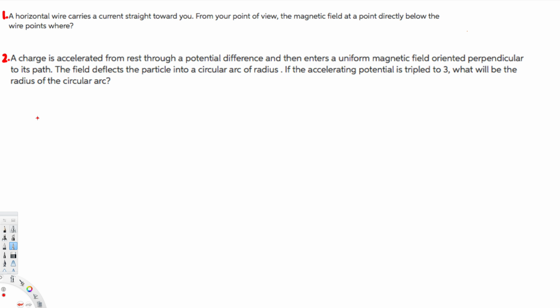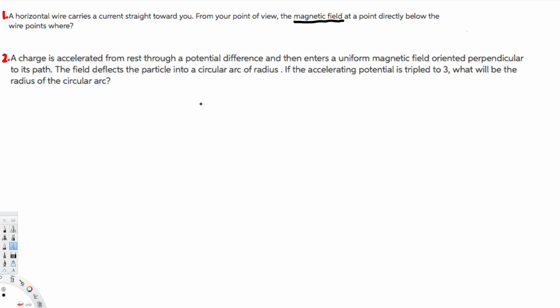Let's do this problem right here. The first question is asking: a horizontal wire carries a current straight toward you. From your point of view, where does the magnetic field at a point directly below the wire point? So here they are asking for the magnetic field's direction.